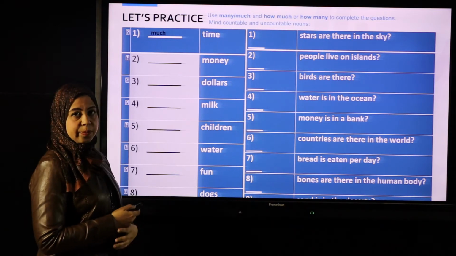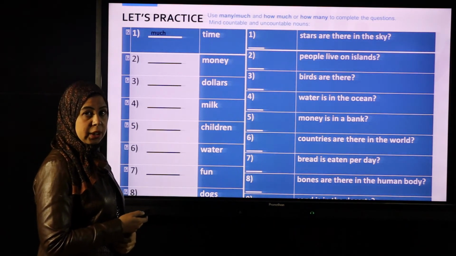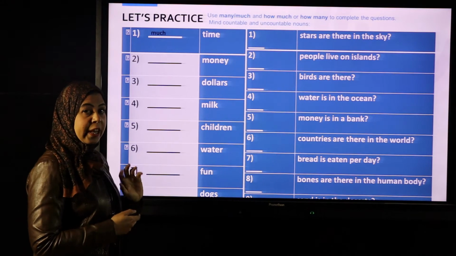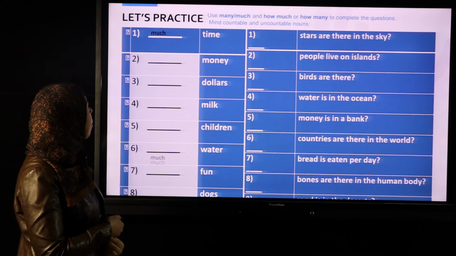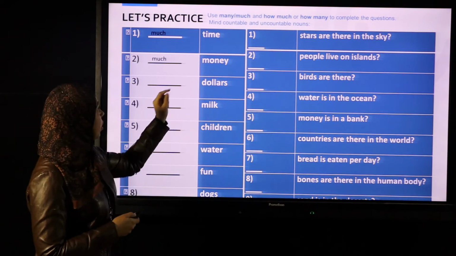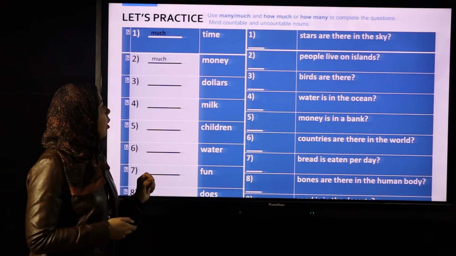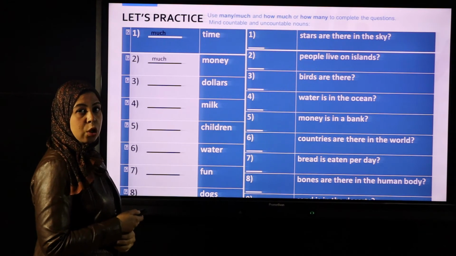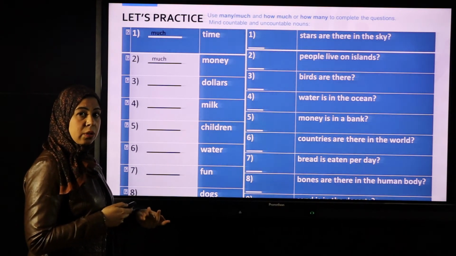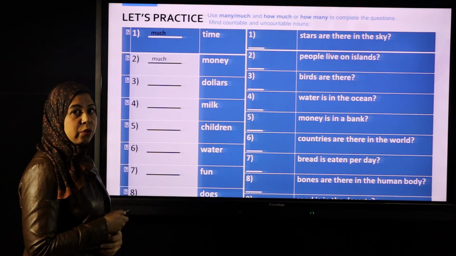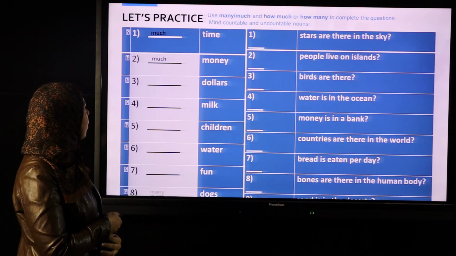Money. What should I use with money? Is it countable or uncountable? Yes, it is uncountable, so I should use much. Much money. Dollars. What should I use with dollars? Can I count dollars? Yes, actually I can count them, so I will use many.